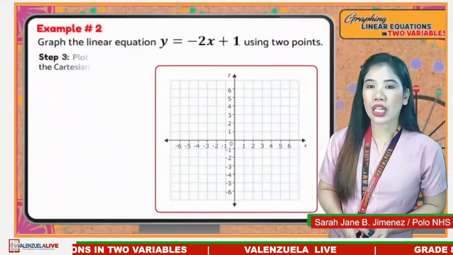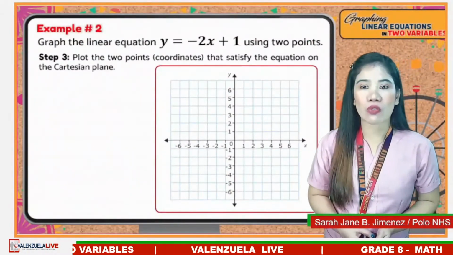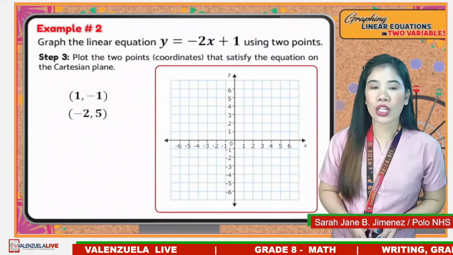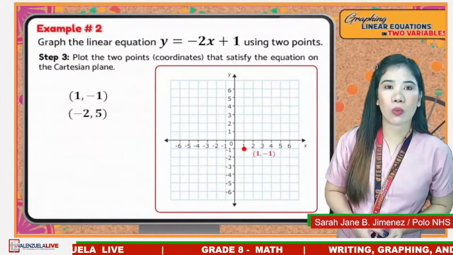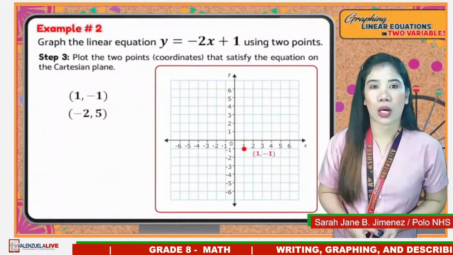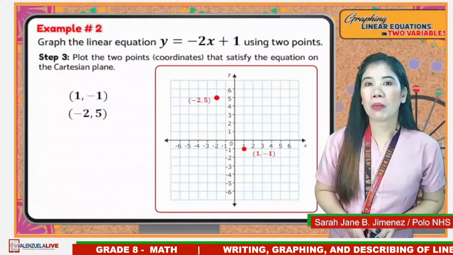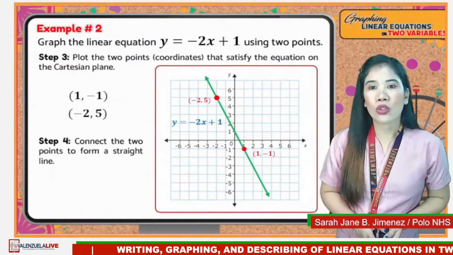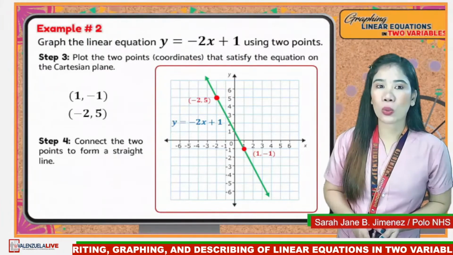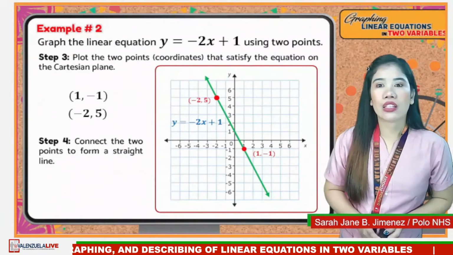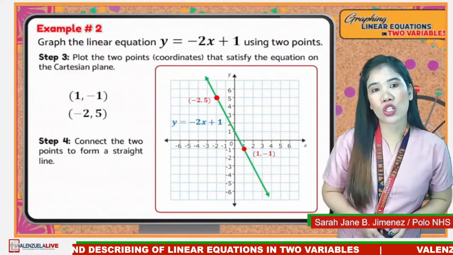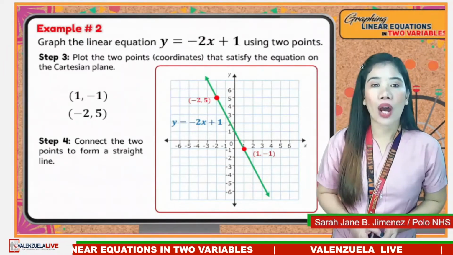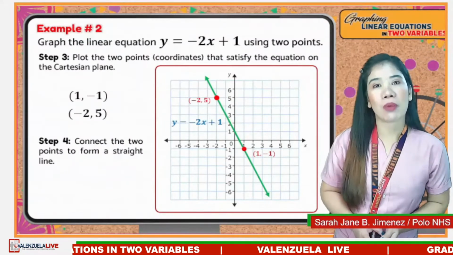For step number 3, plot the 2 points that satisfy the equation on the Cartesian plane. Let us plot the 2 points, 1, negative 1, and negative 2, 5. For step number 4, connect the 2 points to form a straight line. Drawing a straight line using the 2 points, we now have the graph of the equation, and we should name or label the line using the given equation y is equal to negative 2x plus 1.